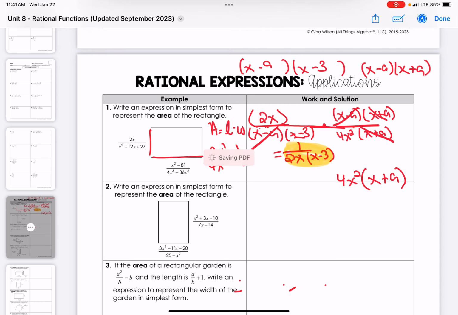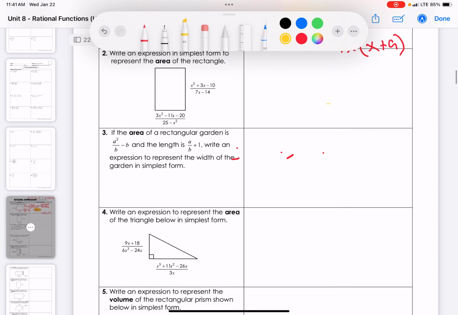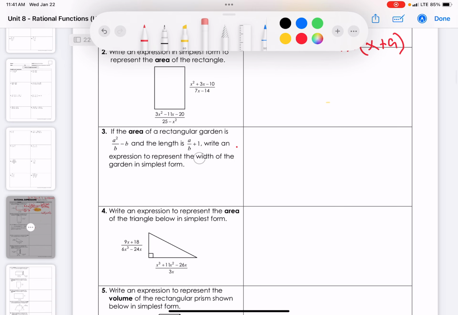All right, let's do number 3. Let's erase this. All right. The area of a rectangle garden is a squared over b minus b, and the length is a over b plus 1. Write an expression to represent the width of the garden in simplest form.